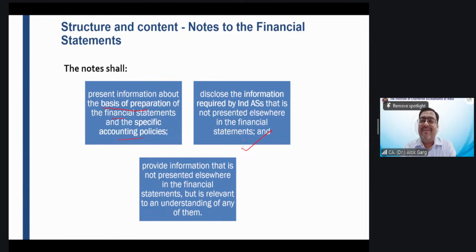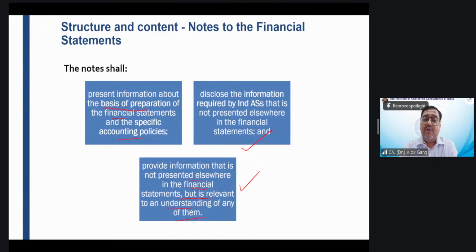Contingent liability, related party disclosure, segment reporting, actuarial related disclosures. These are specifically required by Ind AS. Is it disclosed in the balance sheet, P&L, cash flow, statement of changes in equity? No, right? So these disclosures are specifically required by Ind AS, and those disclosures are required to be made. Provide information that is not presented elsewhere in the financial statement, but relevant to an understanding of any of them.